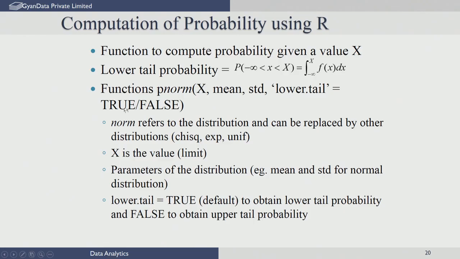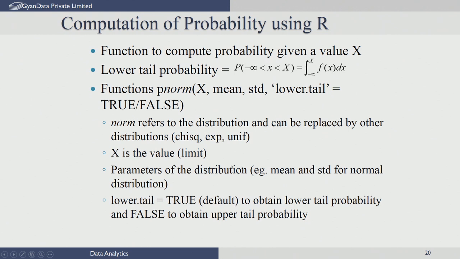On the other hand, if lower.tail is FALSE, then it will give the area under the curve between x and infinity. So x will be taken as the lower limit and infinity as the upper limit. If you say lower.tail is equal to TRUE, it will take x as the upper limit and compute the area under the curve f of x between minus infinity and x. The default value is TRUE. So this norm can be replaced by other distributions like chi-square, exponential, uniform and so on to get the probability for other distributions given this value x.